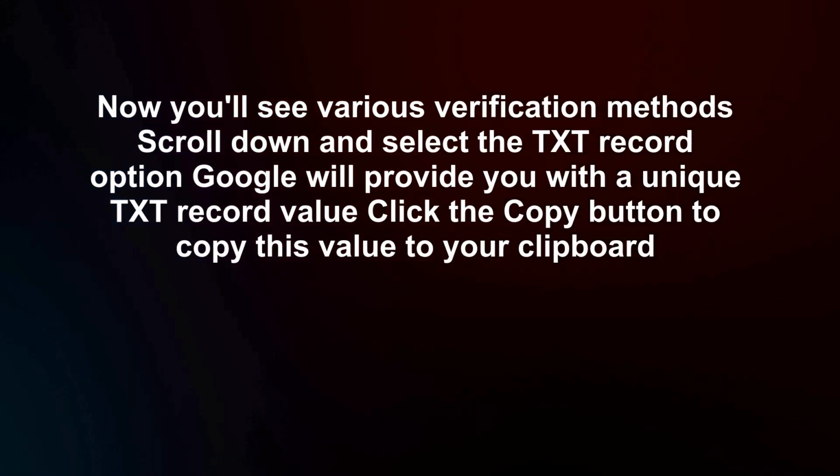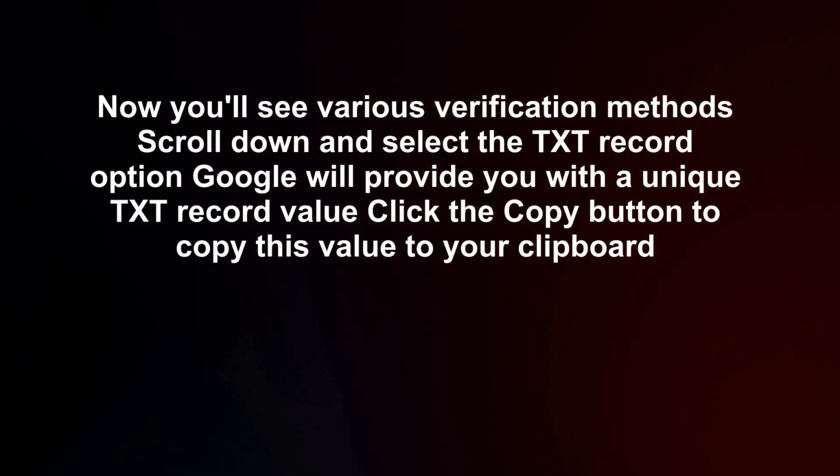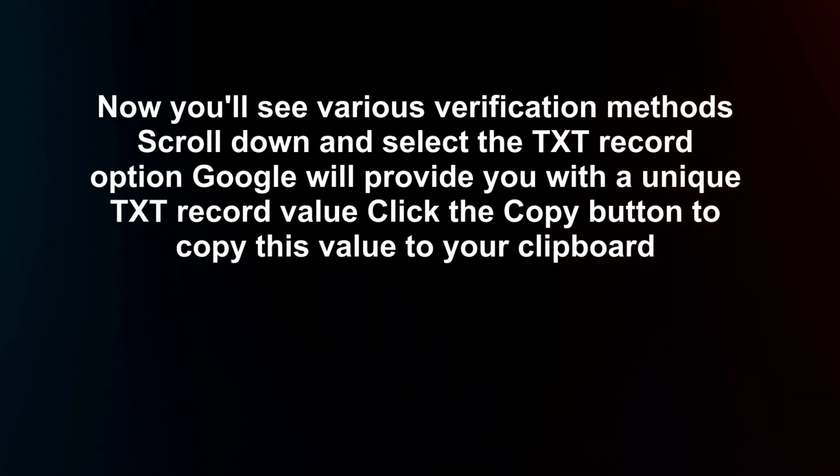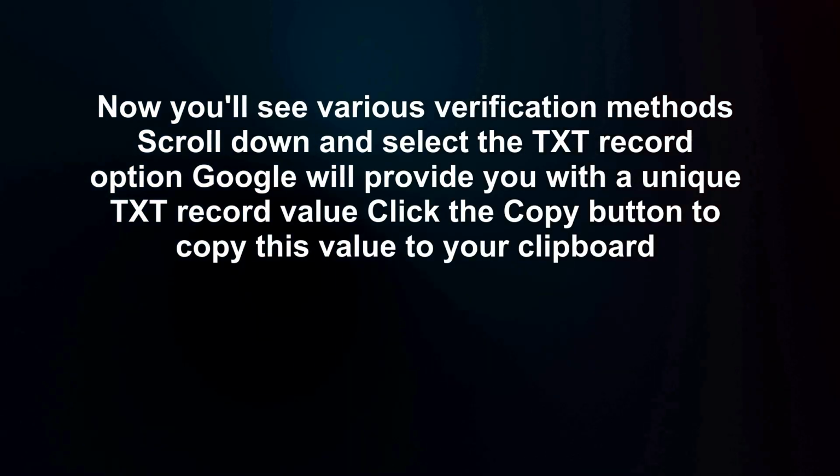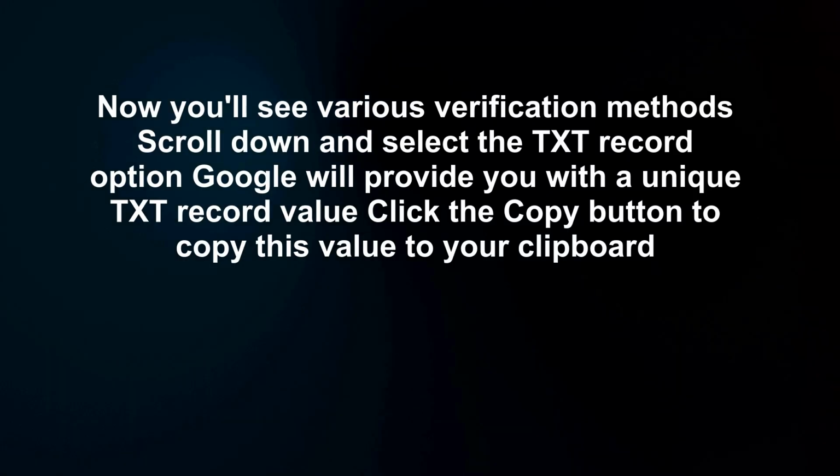Now you'll see various verification methods. Scroll down and select the TXT record option. Google will provide you with a unique TXT record value. Click the Copy button to copy this value to your clipboard.